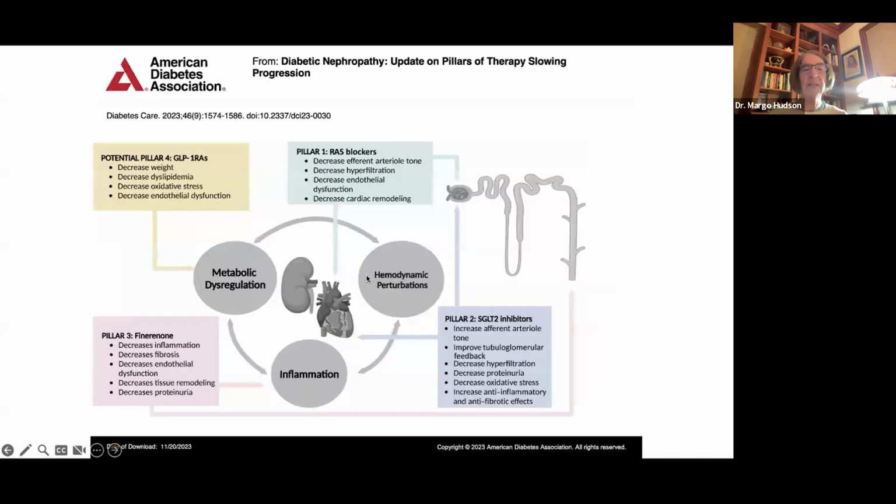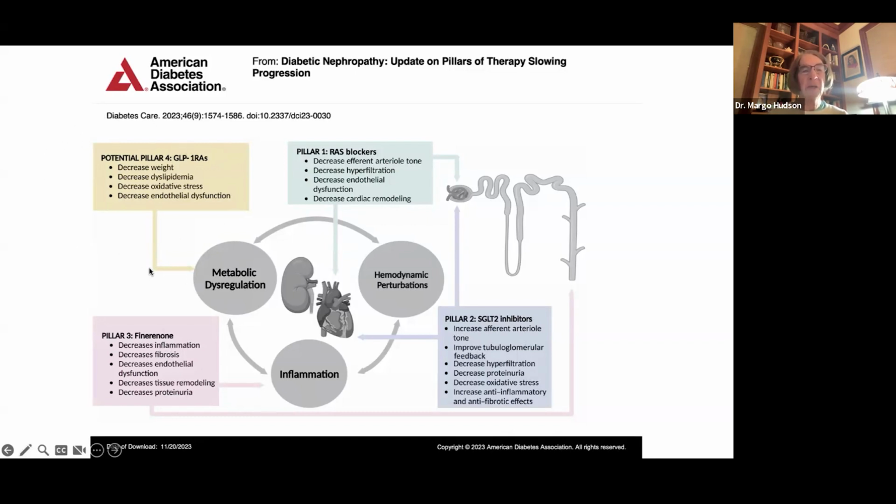Let me just summarize that. So ADA has these 4 pillars now. Renin-angiotensin system blockers, we talked about those. SGLT2 inhibitors. Finerenone, that's what I just mentioned. That is one of the pillars to consider.